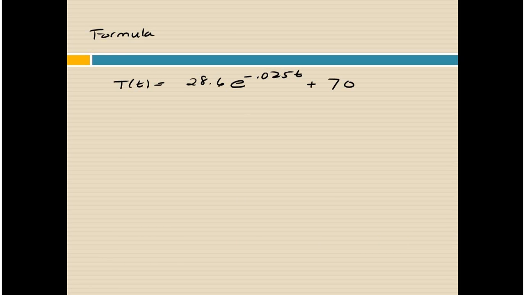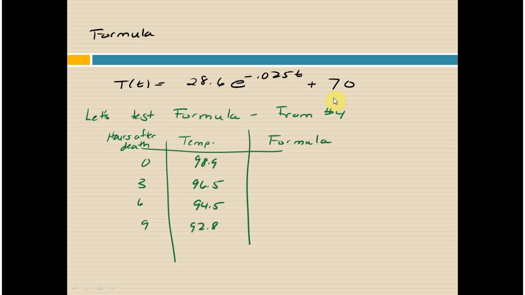So that's my formula. I have now c, which is 28.6, r, which is minus 0.025, and k, which was 70. So how do I test my formula? I think this might be where you were confused. I have the formula. How do I test it? This was number 4's data table of an actual body. So I'm going to now crank out what happens when I plug in the formula.